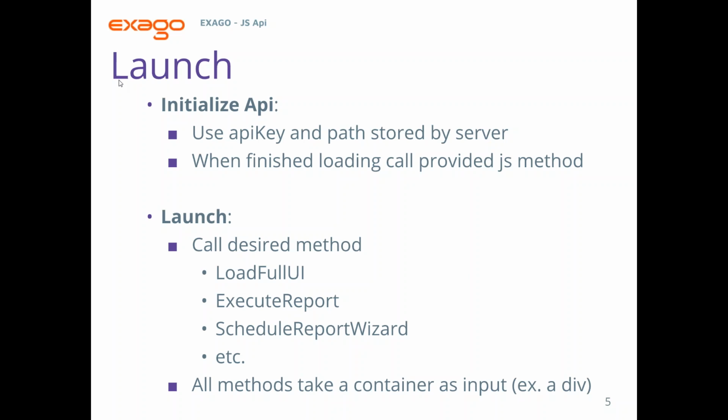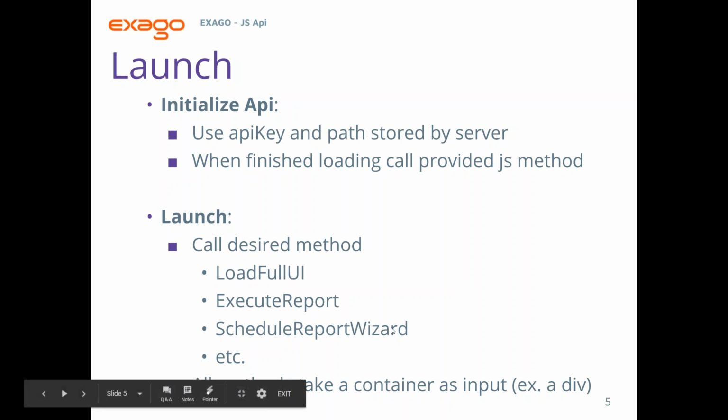So then we've set everything up on the server as we first maybe loaded the page or whenever is appropriate. And now we want the buttons on the UI to launch Exago. So what they're going to do is they're going to take that API key that was stored from the server, and when everything is finished loading, it's going to call the JavaScript method. And there are a couple of different JavaScript methods depending on what you want to do. So there's a load full UI, execute report, schedule report wizard. There's a number of methods here.